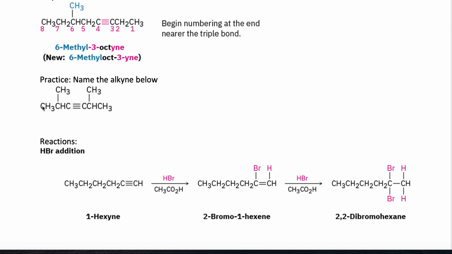So if we start on the left side, 1, 2, 3, we got an alkyne at number 3. We start on the right side, 1, 2, 3. So it doesn't matter which side, they're both equal. Again, so 1, 2, 3, 4, 5, 6. So at 2, we got a methyl. At 4, 5, we have another methyl. So that will be 3,5-dimethyl-3-hexyne. Okay, so please write that down. All right.